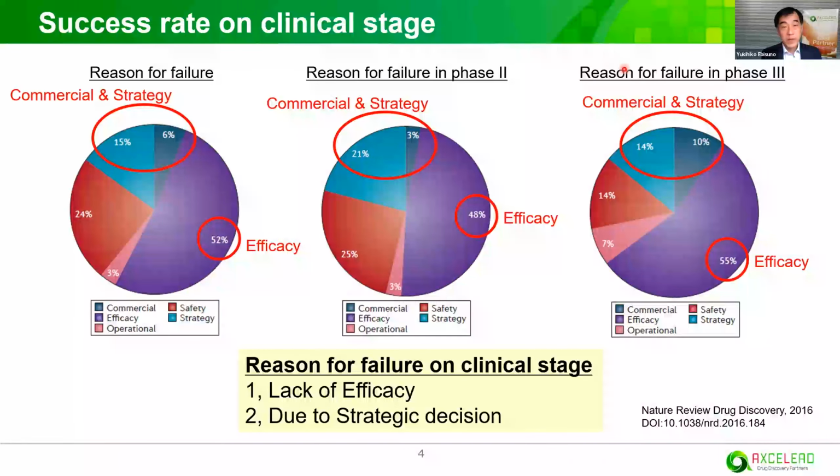In phase 2 and phase 3, the result is the same. Efficacy is very important. Another thing is that commercial and strategic decisions account for 20% of the reasons for failure in clinical stage. So this information indicates 2 points about the success rate in clinical stage. One is that increasing efficacy is the key success factor in clinical stage. Second is that 20% of the assets still have potential.